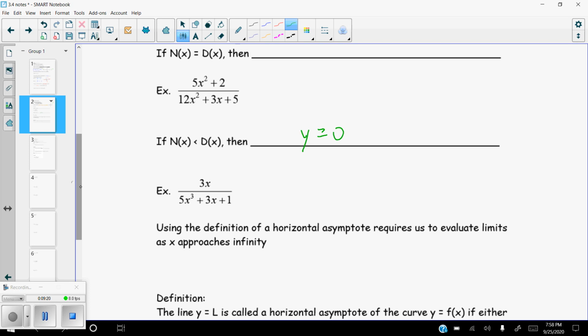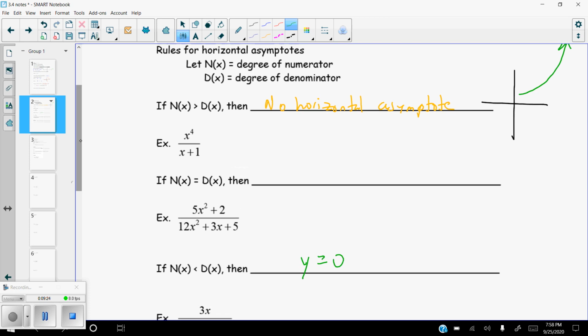Now let's move back up to the middle one. This is kind of the special one. If the two degrees are the same, then this is what you do. Basically, these terms right here don't really mean anything as the numbers get really, really large. And this is where concept plays in.